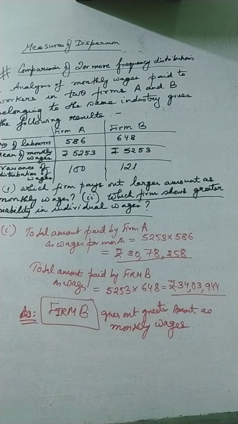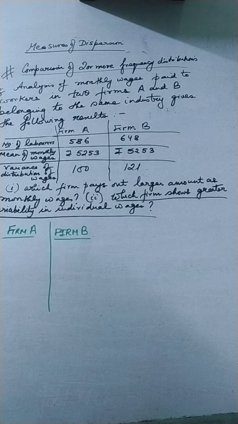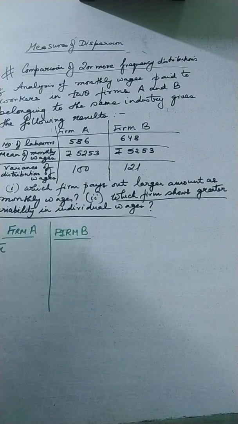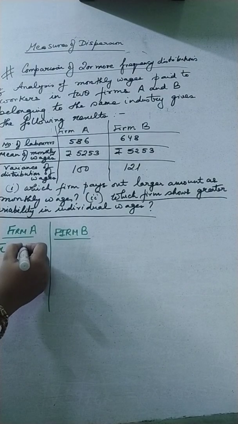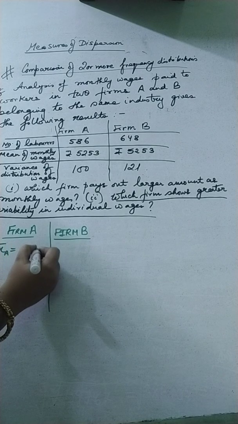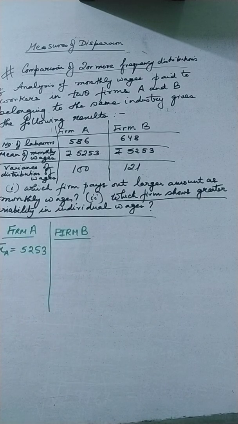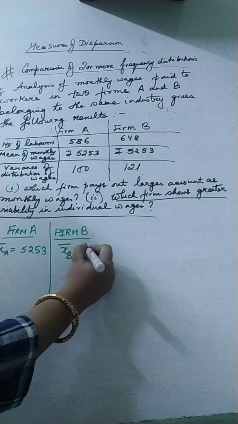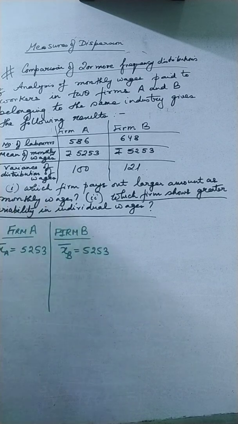Now let us move on to the second part. Which firm shows greater variability in individual wages? Let us list what is given first. Firm A and firm B, we'll use the symbols now. Number of laborers is 586, 648. We won't need it now. Mean of monthly wages, that means X bar for the firm A is how much? 5253. I'm not writing the unit. Similarly, mean of the monthly wages for B, representing it by XB bar, it is also 5253.